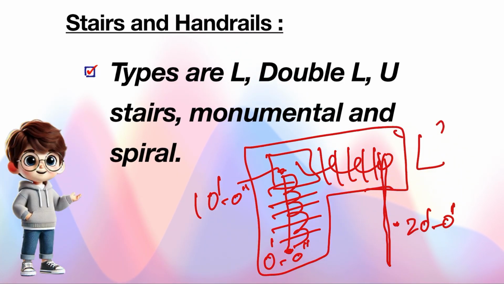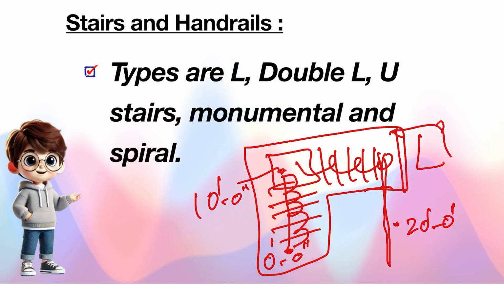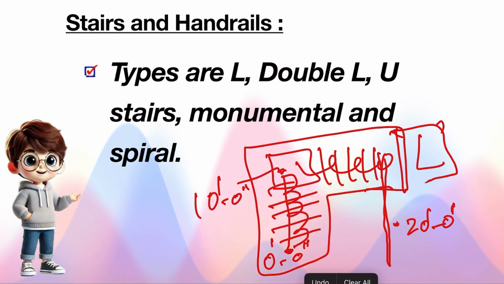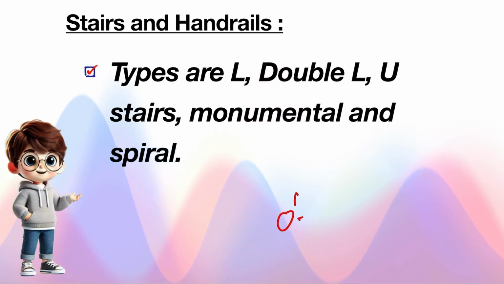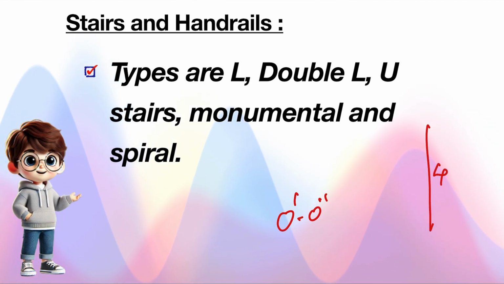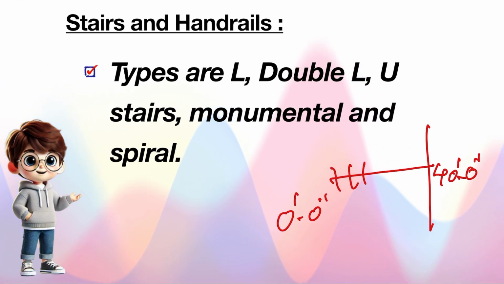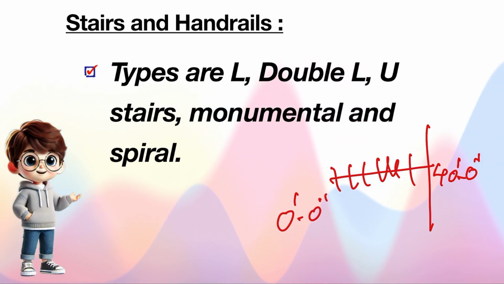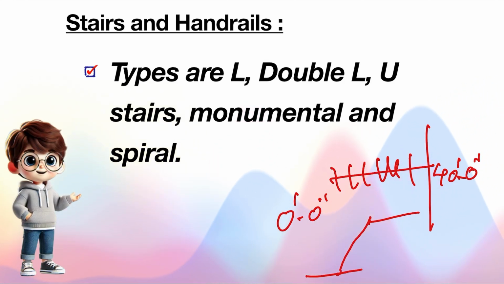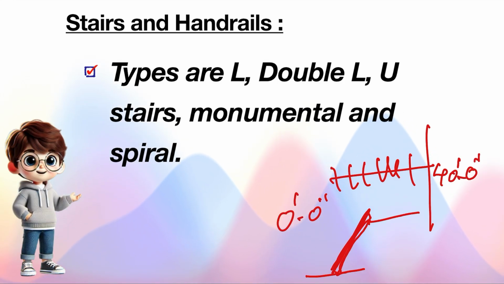Okay, now in the same way, if this is 0 and this, let's say, is 40 feet, directly you can't make 40 feet, right? It will be very steep. If you see the cross section, if this is 40 feet and this is 0 feet, you would need to provide something like this with continuous steps and all, right?